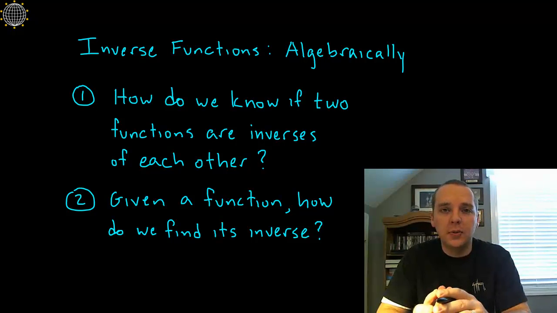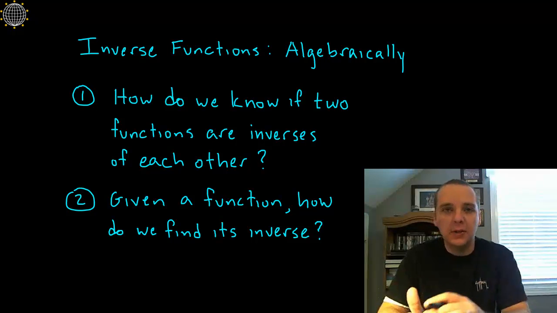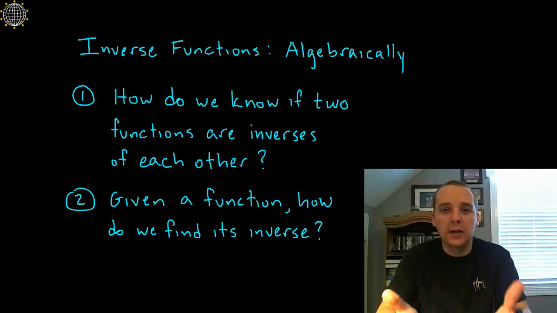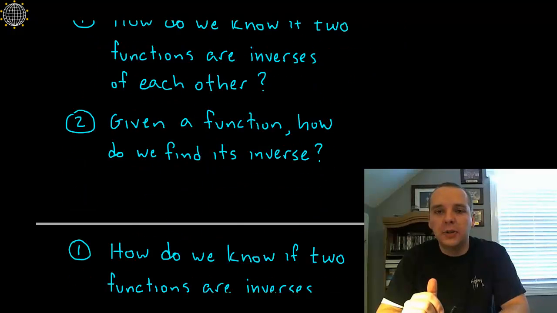So nothing to do with the graphs of these functions, but in particular, I have two main questions I want to answer in this video. Number one is, how do we know if two functions are inverses of each other just looking at their functions algebraically, just the way they're written, without having to look at graphs and seeing if it's a reflection over such and such line or anything like that? How can we just look at the functions and tell if they're inverses of each other? And then number two, if somebody were to just hand us one function, how would we go about finding its inverse? So that's the two topics we want to take a look at in this particular video here.